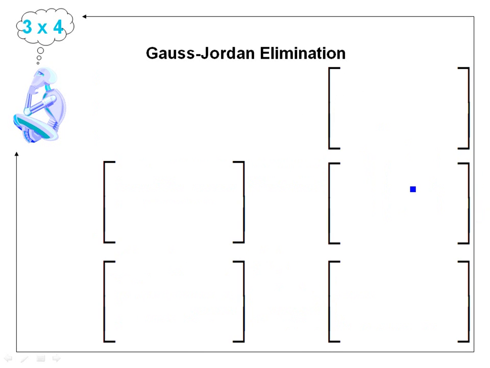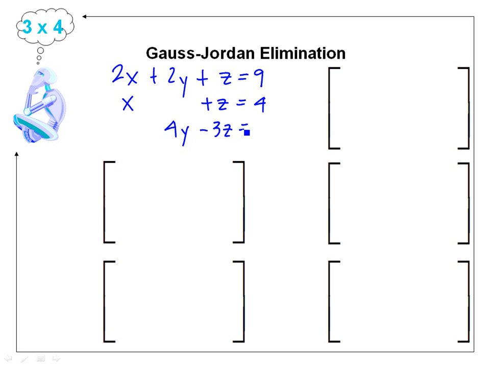Alright, let's get started with our first 3x4 matrix. The system is 2x plus 2y plus z equals 9, x plus z equals 4, and 4y minus 3z equals 17. So first thing you'll do is write this system as an augmented matrix.